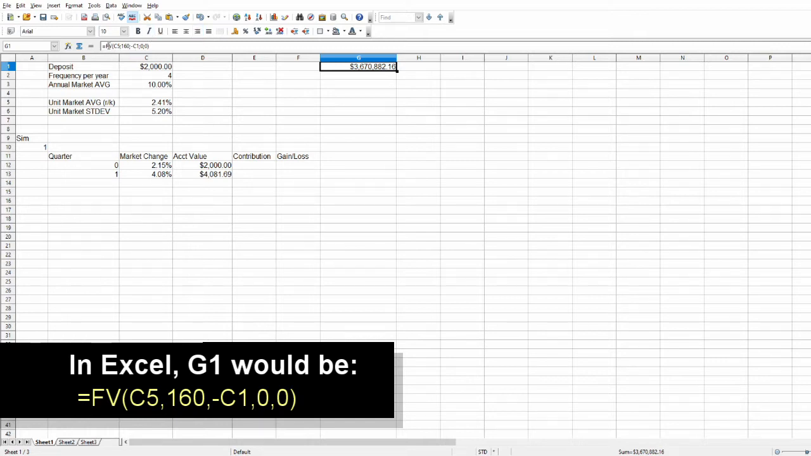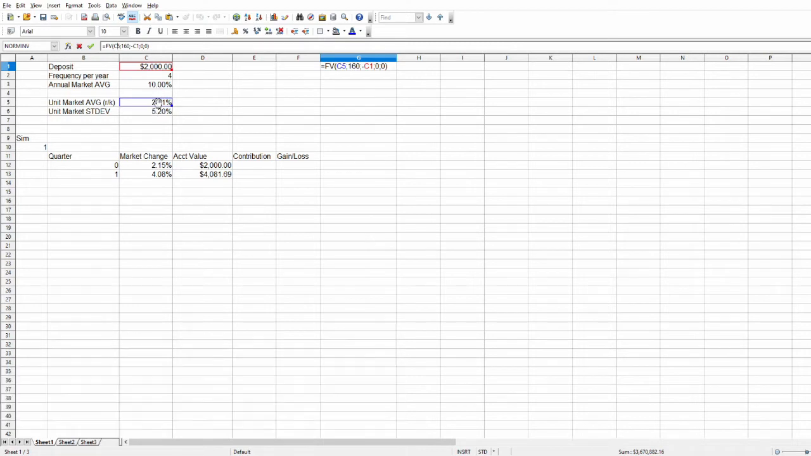So I tell whatever program equals FV for future value. I need to tell it what the interest rate is per unit. And so I've selected C5 here. That's my 2.41%. I'm not going to select 10% because it doesn't grow 10% every quarter. It grows 10% every year. That winds up being 2.41%. So that's my per unit interest rate. I have 160 here because I just know that I'm going to do this for 40 years. So 4 times a year multiplied by 40 years. 4 times 40 is 160.